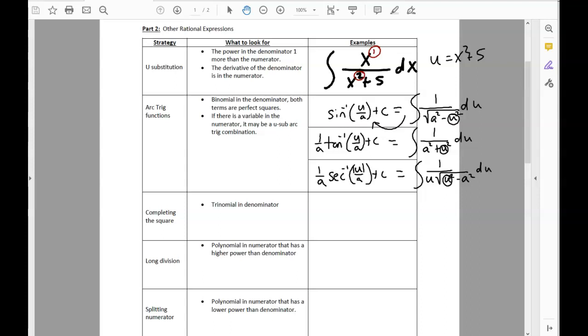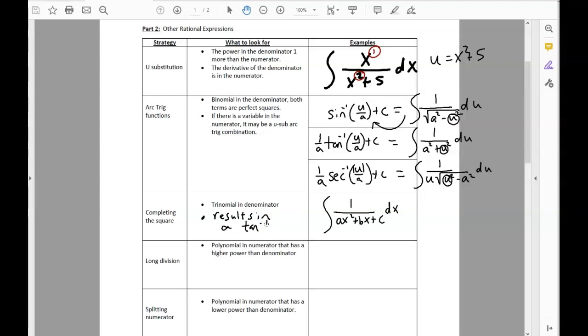Now completing the square. Completing the square happens whenever you have a number in the numerator of some kind, but you have some kind of a trinomial on the bottom. Okay, we're going to do completing the square, and it usually results in an arc trig function. And specifically, it results in an arc tangent. So we'll see that example in some of the problems that we are doing coming up soon.